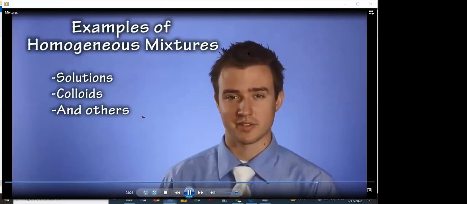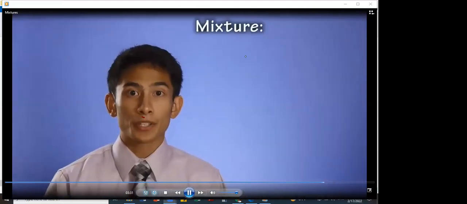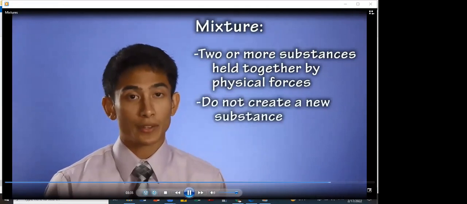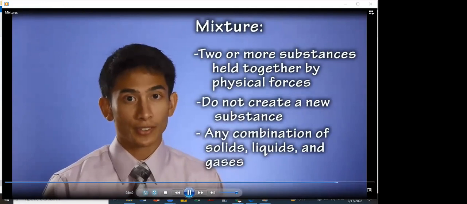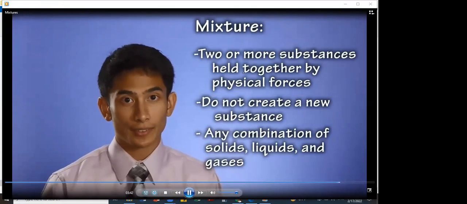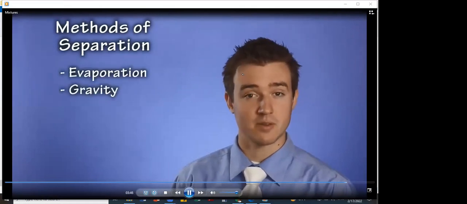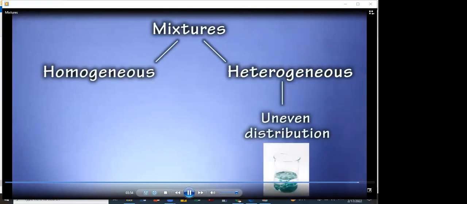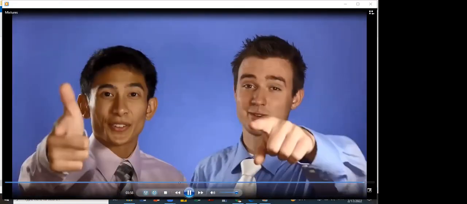Colloids are mixtures where fine particles are dispersed throughout another substance and tend to have a cloudy appearance, like milk. To recap, a mixture contains two or more substances that are held together by physical forces and do not create a new substance. Mixtures can consist of any combination of solids, liquids, and gases. Mixtures can be separated by many approaches, such as evaporation, gravity, or mechanical means. Mixtures can be heterogeneous or homogeneous. The components in heterogeneous mixtures are unevenly distributed, whereas homogeneous mixtures are evenly distributed.